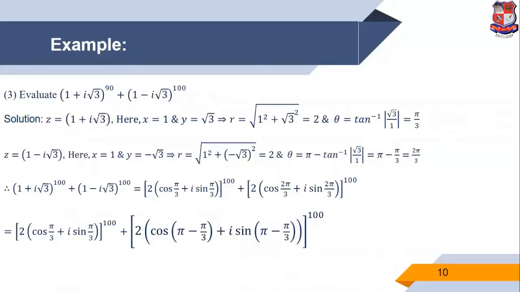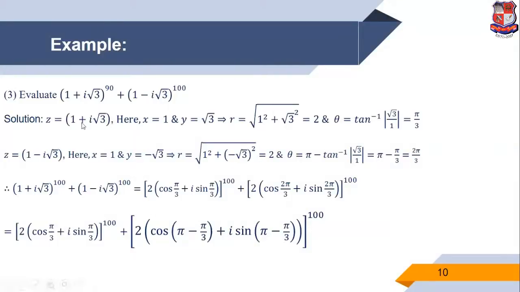Now the next example. Evaluate 1 plus i root 3 raised to 90, and 1 minus i root 3 raised to, sorry, not 90, here it is 100. So 1 plus i root 3 raised to 100 plus 1 minus i root 3 raised to 100.